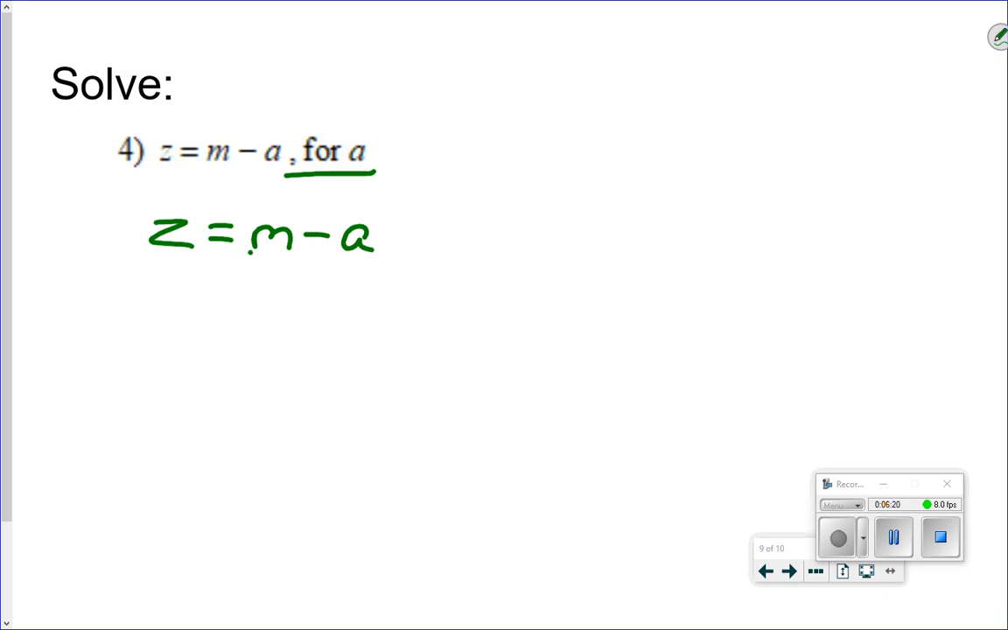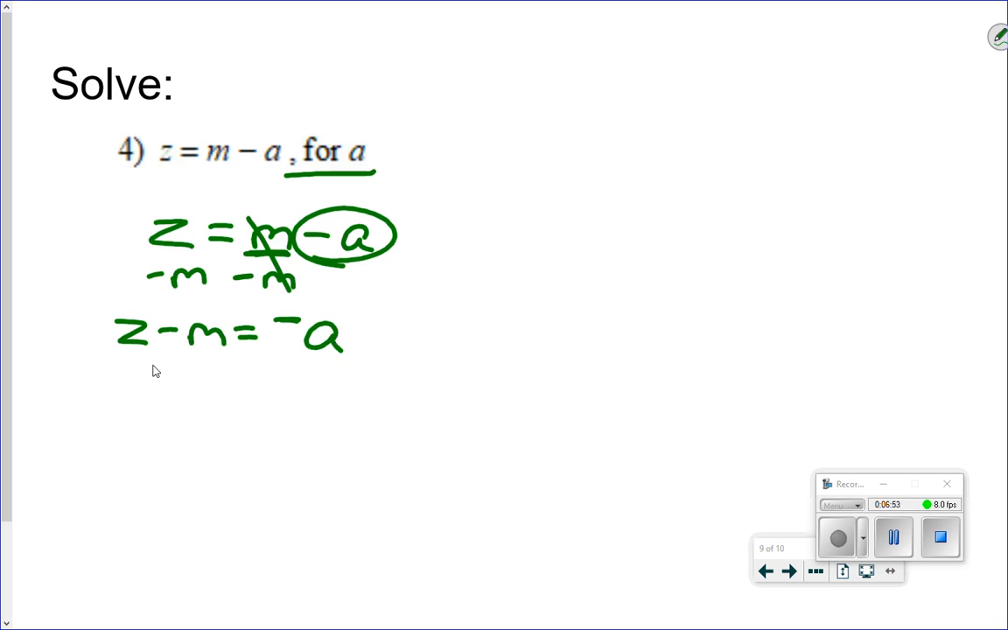In order to get a by itself, I need to get rid of this m. Now the m is positive. It's not being subtracted. We don't look at what's after it. It's a positive m, so to get rid of it, I subtract m from both sides. And I have z minus m. You have to have the minus sign in front of the m if you're subtracting it. It has to be z minus m. The order is very important with subtraction. And then on the right side, the m's have canceled, and what's left is a negative a. Because it had a minus sign in front of it, it's a negative a.